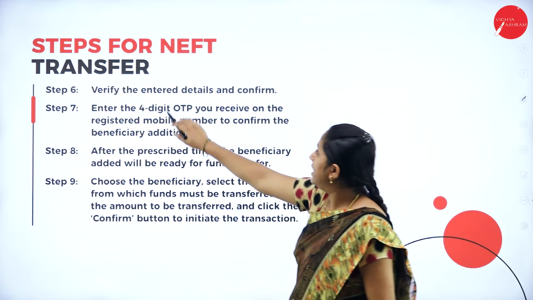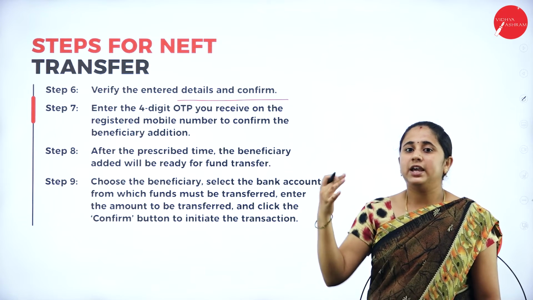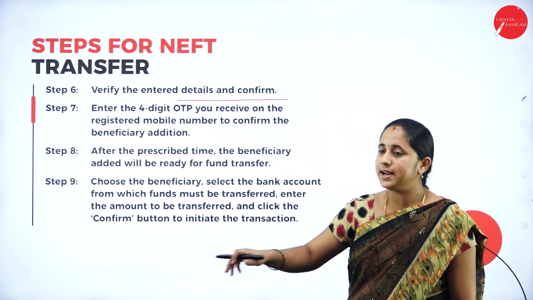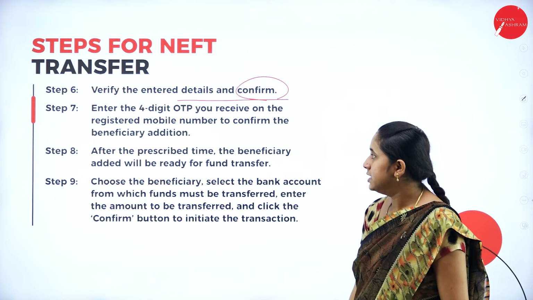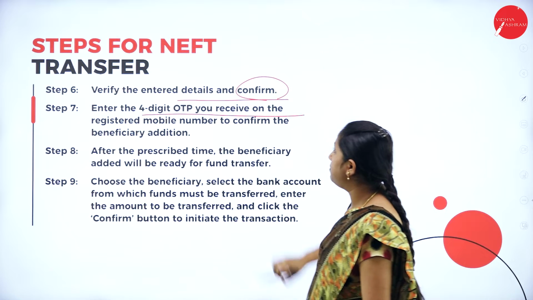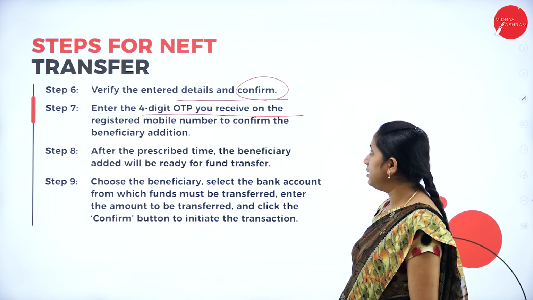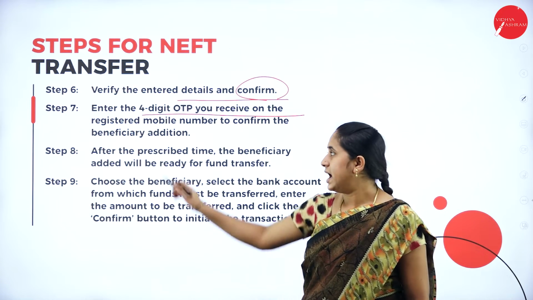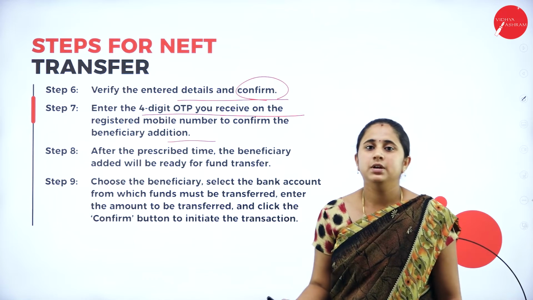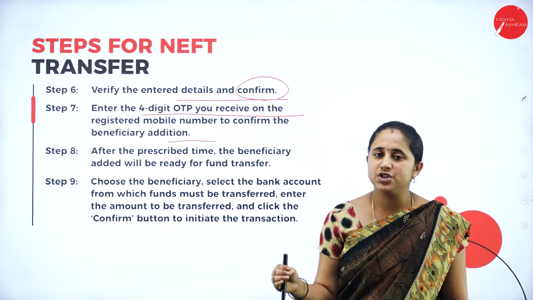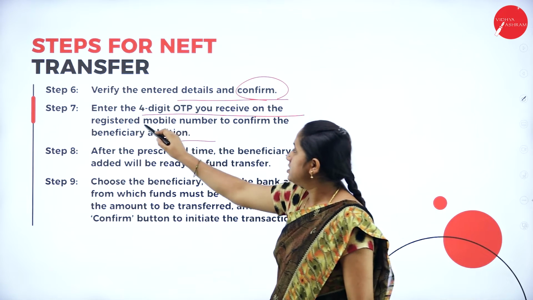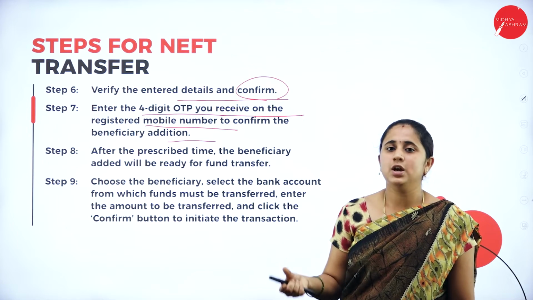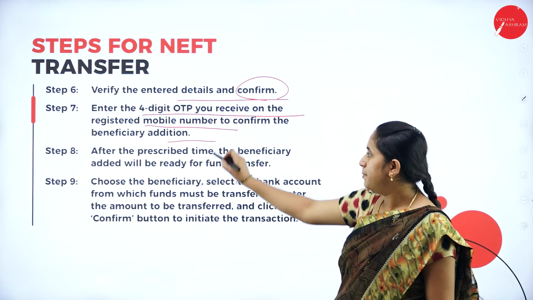Next, verify the entered details and confirm. Again you need to verify the account number, IFSC code, branch, bank, all the details, then confirm. Next, enter the 4-digit OTP you receive on the registered mobile number to confirm the beneficiary addition. For that, they will send a 4-digit OTP to your registered mobile number. You need to enter that OTP and confirm the beneficiary.